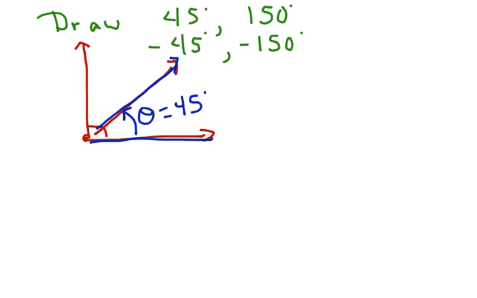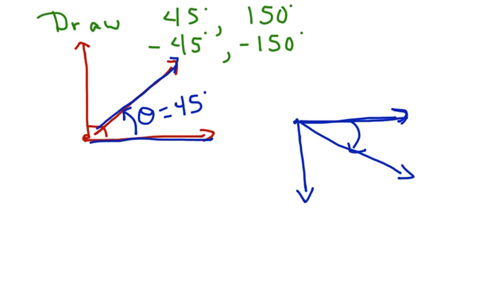So for negative 45, I'm going to draw my vertex, my initial side. Negative just means you're going clockwise. So I'm going to go ahead and draw my negative 90. That would be negative 90. So negative 45 is halfway between. So from my initial side, my terminal side here, so this is my theta equals negative 45.